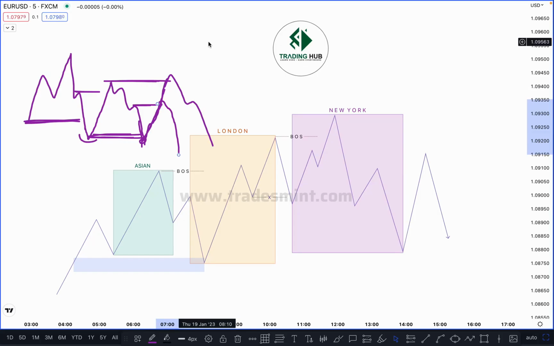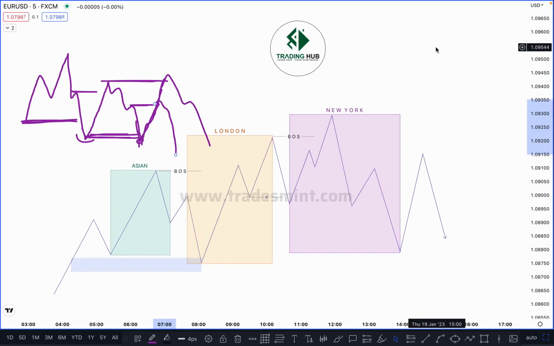In a day, one session will be manipulated. In a very rare case, you will see Asian, London and New York, three sessions, bullish or bearish in a row. You can understand it like this: in a day, one session will be manipulated. Those sessions can be Asian, London and New York, right? You have to remember two or three things only.